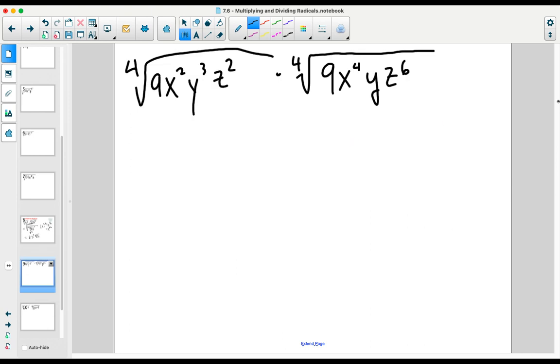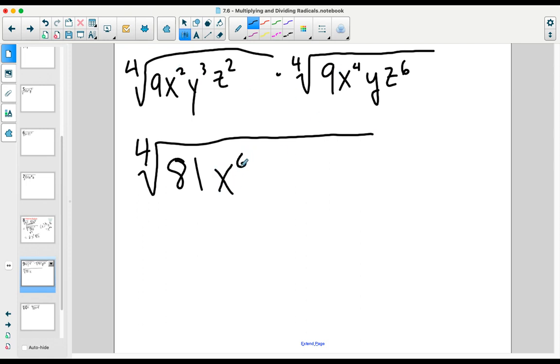Similar to that example, here we have a 4th root. We're going to again start by multiplying everything that's in each of the radicands. So 9 times 9 is 81. We have an x squared and an x to the 4th, which is x to the 6th. We have y cubed and y to the 1st. Remember, if there's no power, there's a 1. So it's y to the 4th. And z squared and z to the 6th is z to the 8th. And we walk through each of those terms.